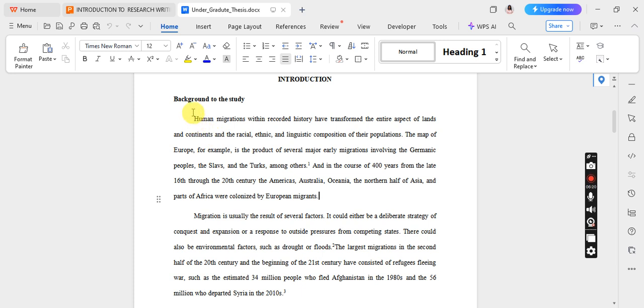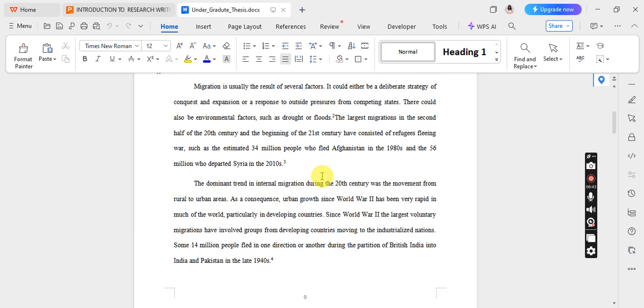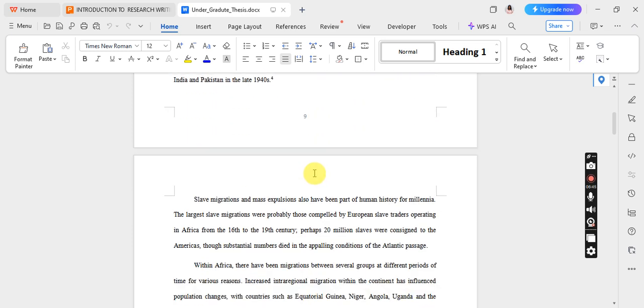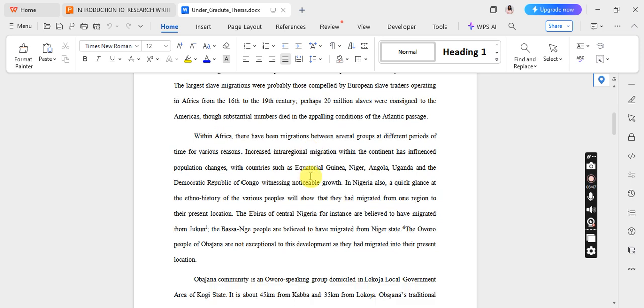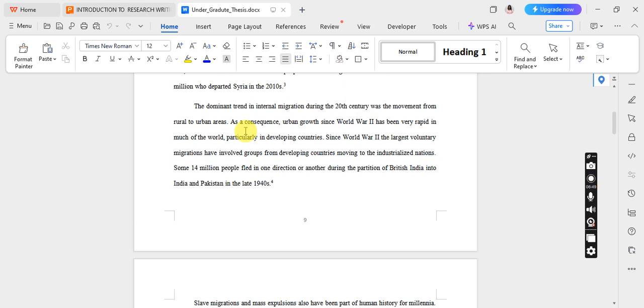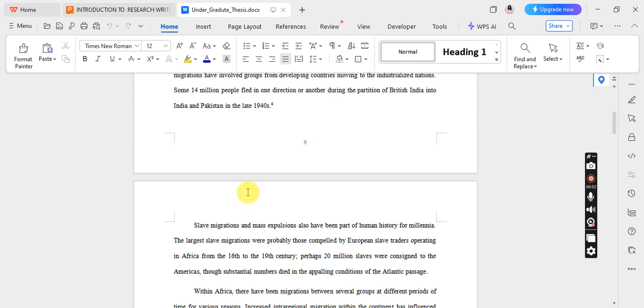And particularly, they took the topic from the world view. Okay, look at it. The map of Europe, for example, is a product of several major early migrations involving Germanic peoples, the Slavs, the Turks, among others, and over the course of 100 years, from the late 16th century to the 20th century, America. So you see, they went back to the beginning of all beginnings, not just in Nigeria, but in the world at large. From there, the next step in your background of the study is to ask what is happening in Africa. So you've talked about slave migration, the things that led to migration in the world.